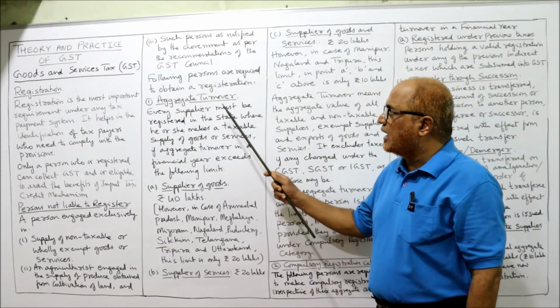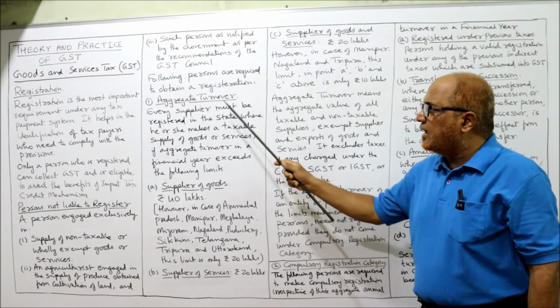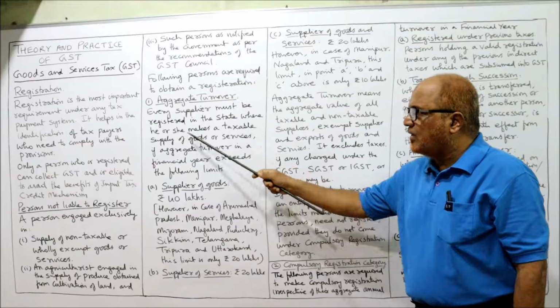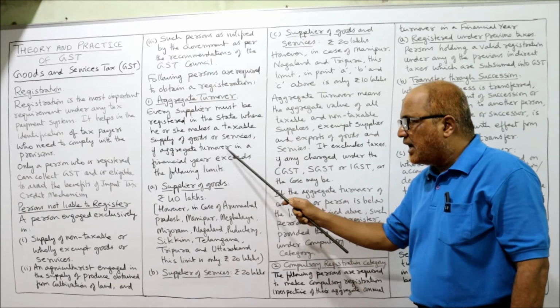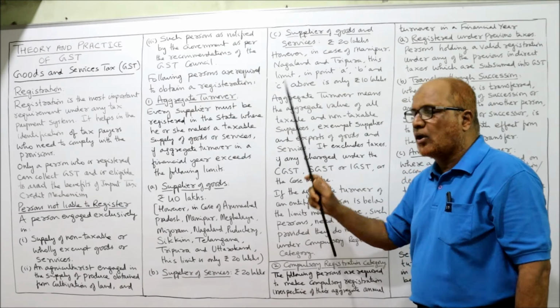So what is the aggregate turnover? Every supplier must be registered in the state where he or she makes a taxable supply of goods or services if the aggregate turnover in the financial year exceeds the following limit.